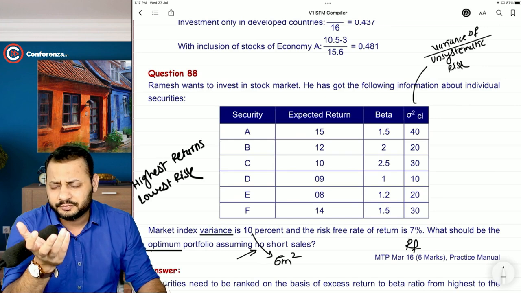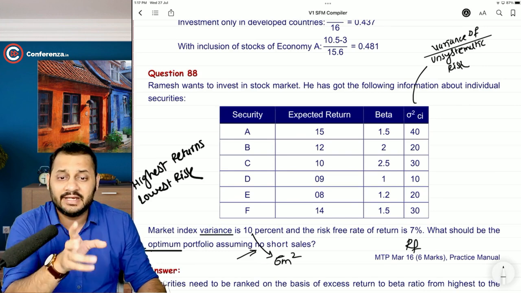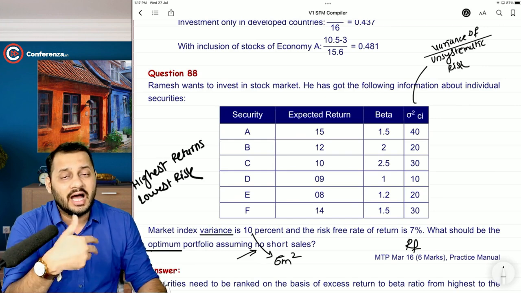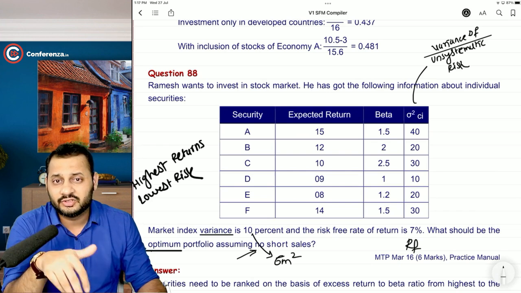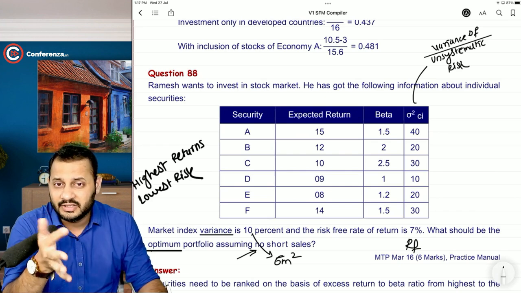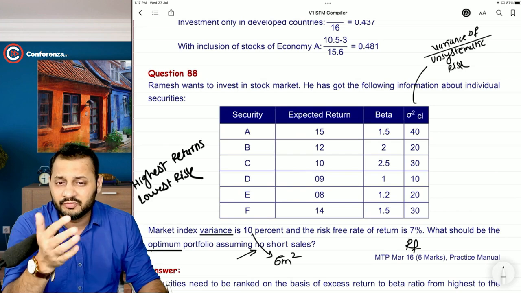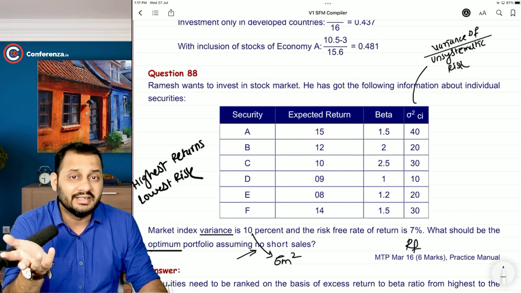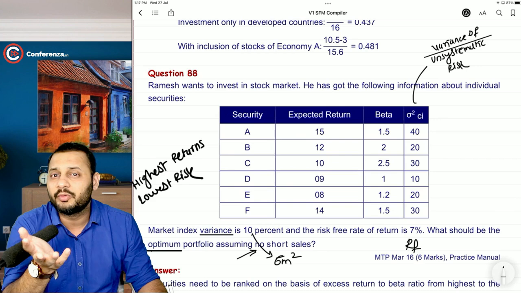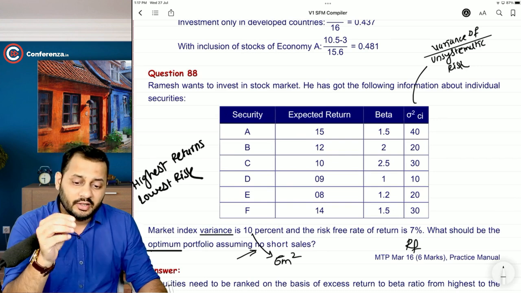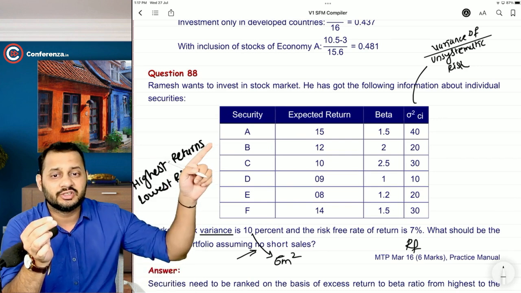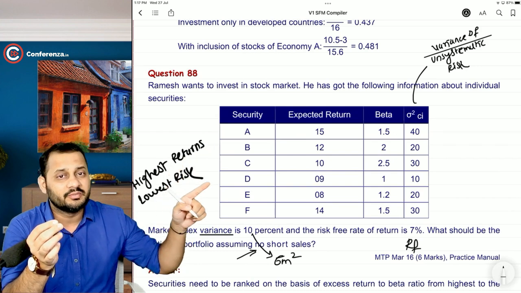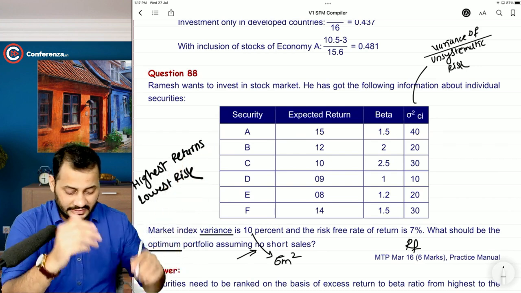And there is a logical reason behind not allowing the short sales, because at that time, if you allow the short sale, then the number of possibilities of creating the different portfolios will increase, and it will be very difficult to create an optimum portfolio at that time, because a single percentage of change in short selling by B can increase the investment in the other securities. It's just like that. Okay.